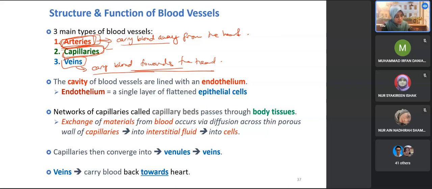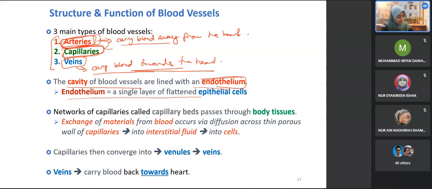Okay, so the cavity of blood vessels are lined with an endothelium. Endothelium is a layer of flattened epithelial cells. This one is applied to all these blood vessels. All these three blood vessels have a common layer, where the innermost layer is the endothelium.